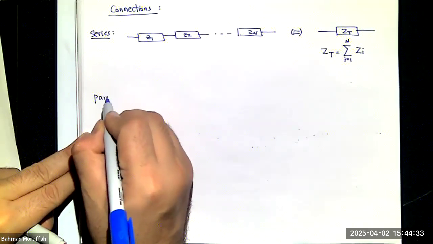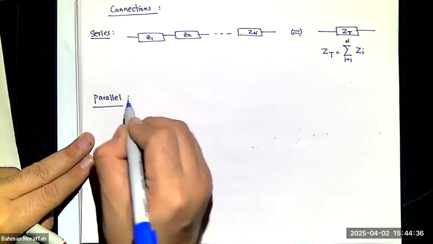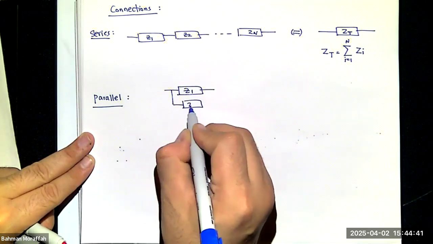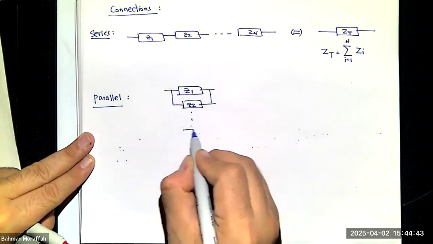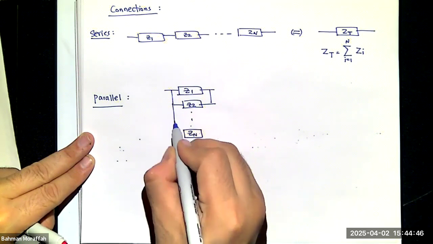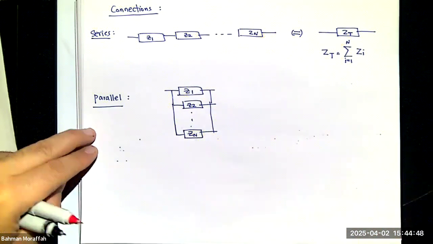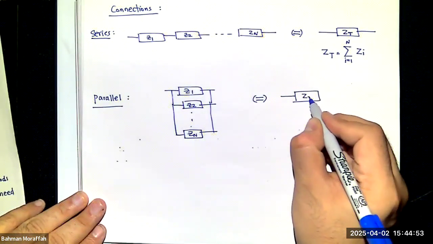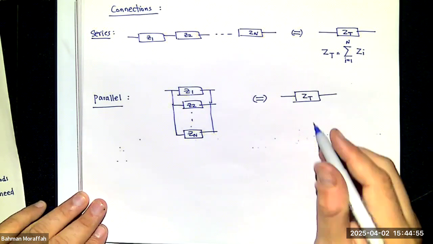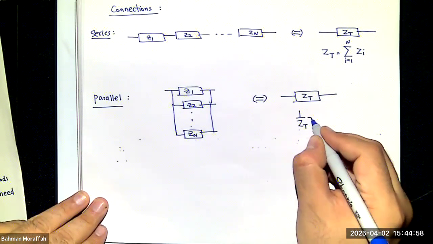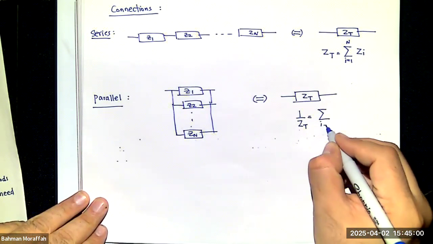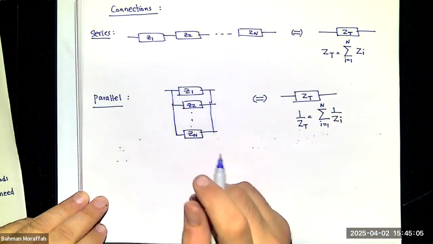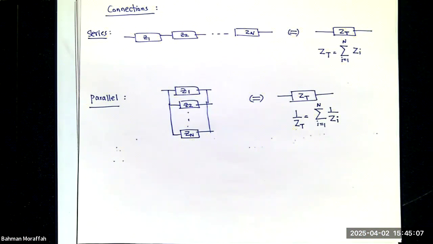And if I have a parallel connection, let's just say I have Z1 in parallel with Z2 all the way to Zn. Again, we're going to treat it exactly as a resistor. So to find this Zt, we're going to have to use this formula: 1 over Zt equals the summation, i from 1 to n, of 1 over Zi.